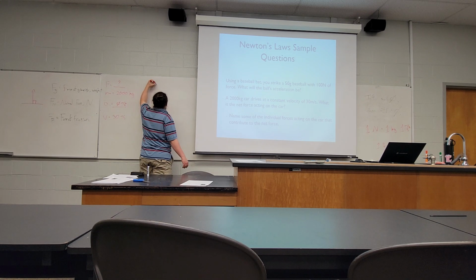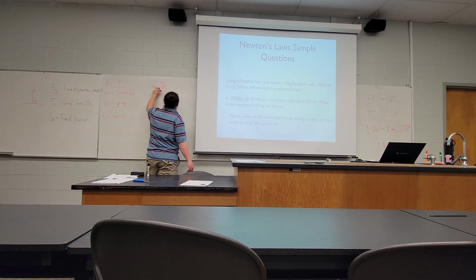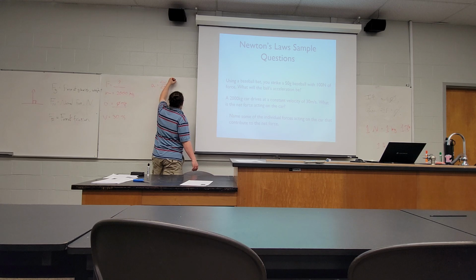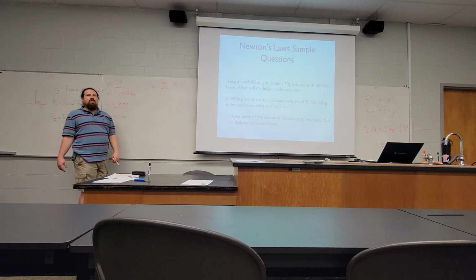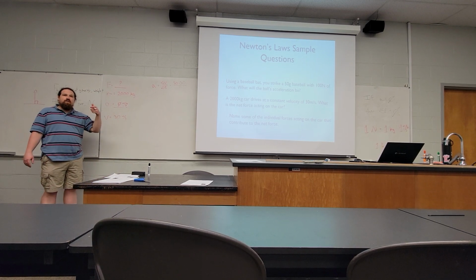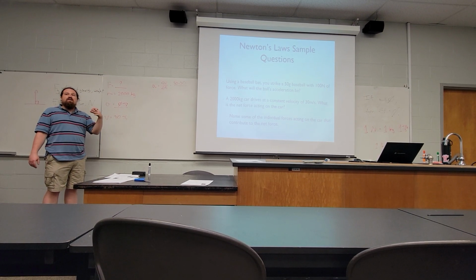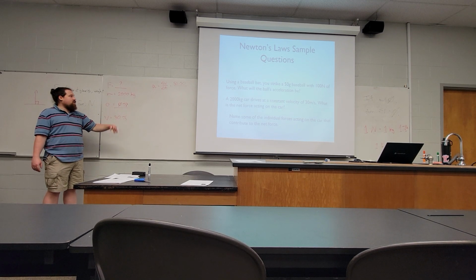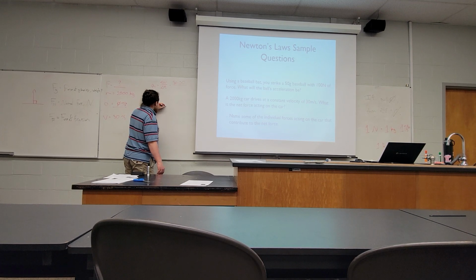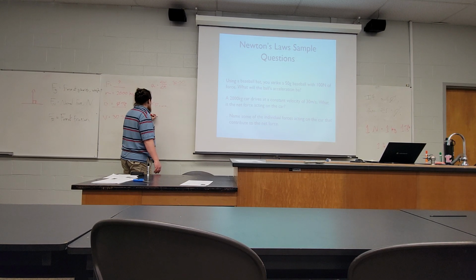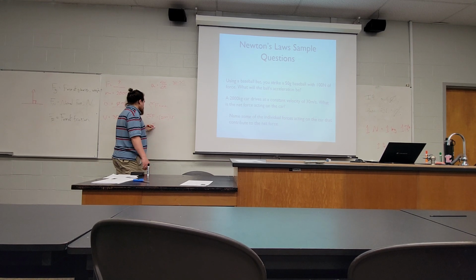And I can prove that. If I use formula number 2, a equals delta v over delta t. The question says that 30 meters per second is constant, meaning it doesn't change. So if the final speed is the same as the initial speed, delta v is 0, therefore a is 0. And if a is 0, it doesn't matter how big the truck is, net force is 0.